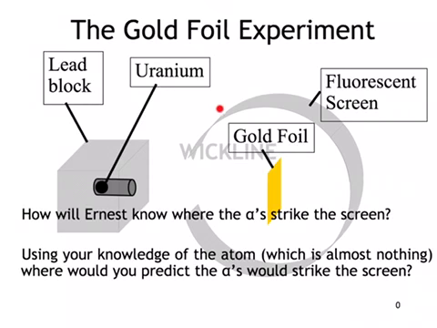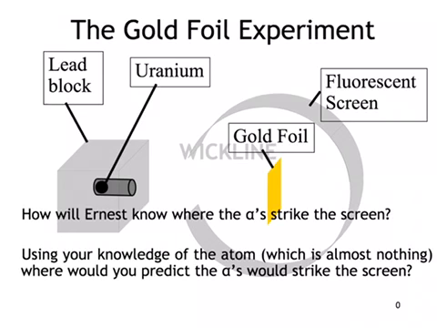You have a fluorescent screen which surrounds a gold foil. Oh, and by the way, guys, we're looking down on this, so this is a top view. So we have a gold foil, which is made of gold. It's 1 atom thick. He has a uranium source, which is going to eject alpha particles right out there. And he has a lead block encasing that just to give himself some protection.